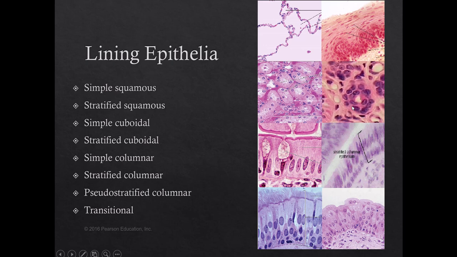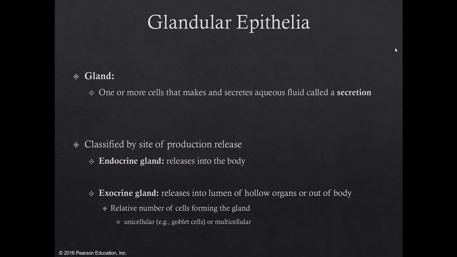So we have simple squamous, stratified squamous, simple cuboidal, stratified cuboidal, simple columnar, stratified columnar, pseudostratified columnar, and transitional epithelium. Those are our major lining epithelial tissues. All of the surfaces of our body, whether internal or external, are covered in one of these lining epithelial tissues.